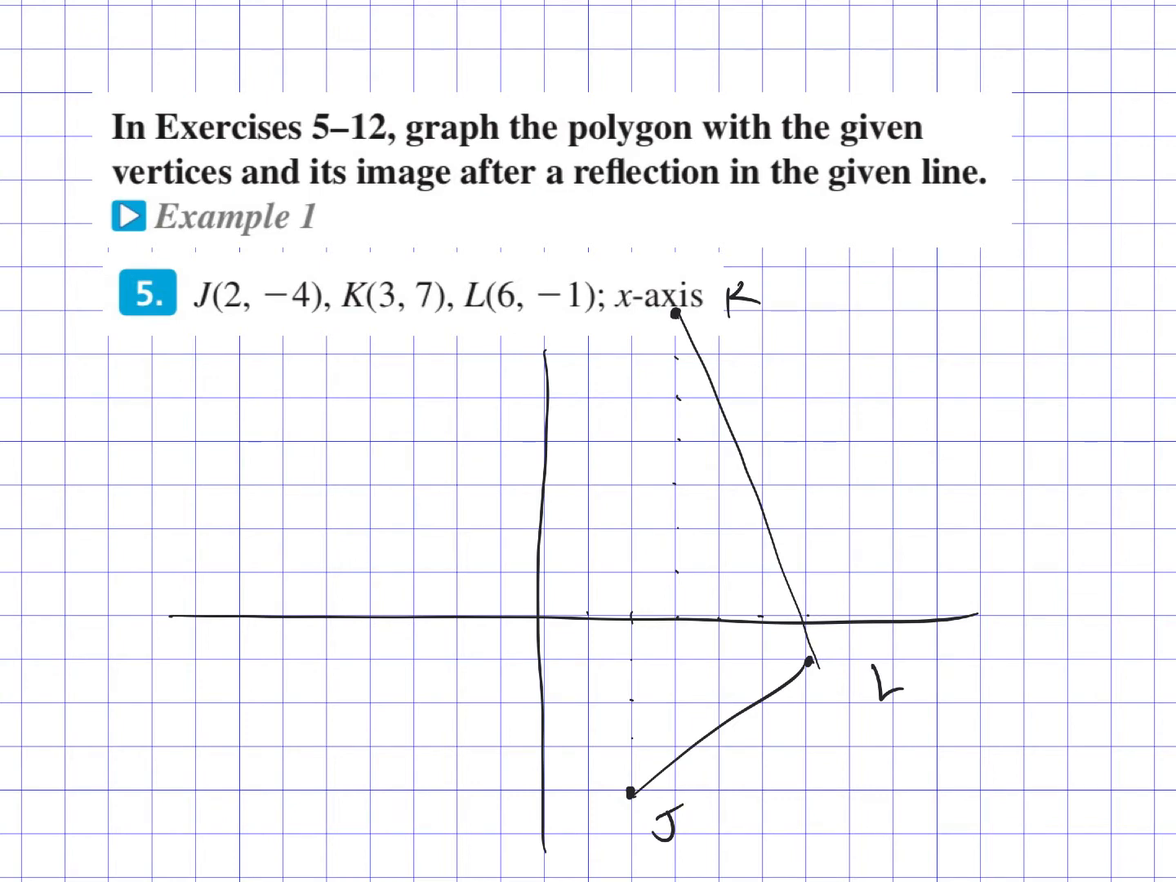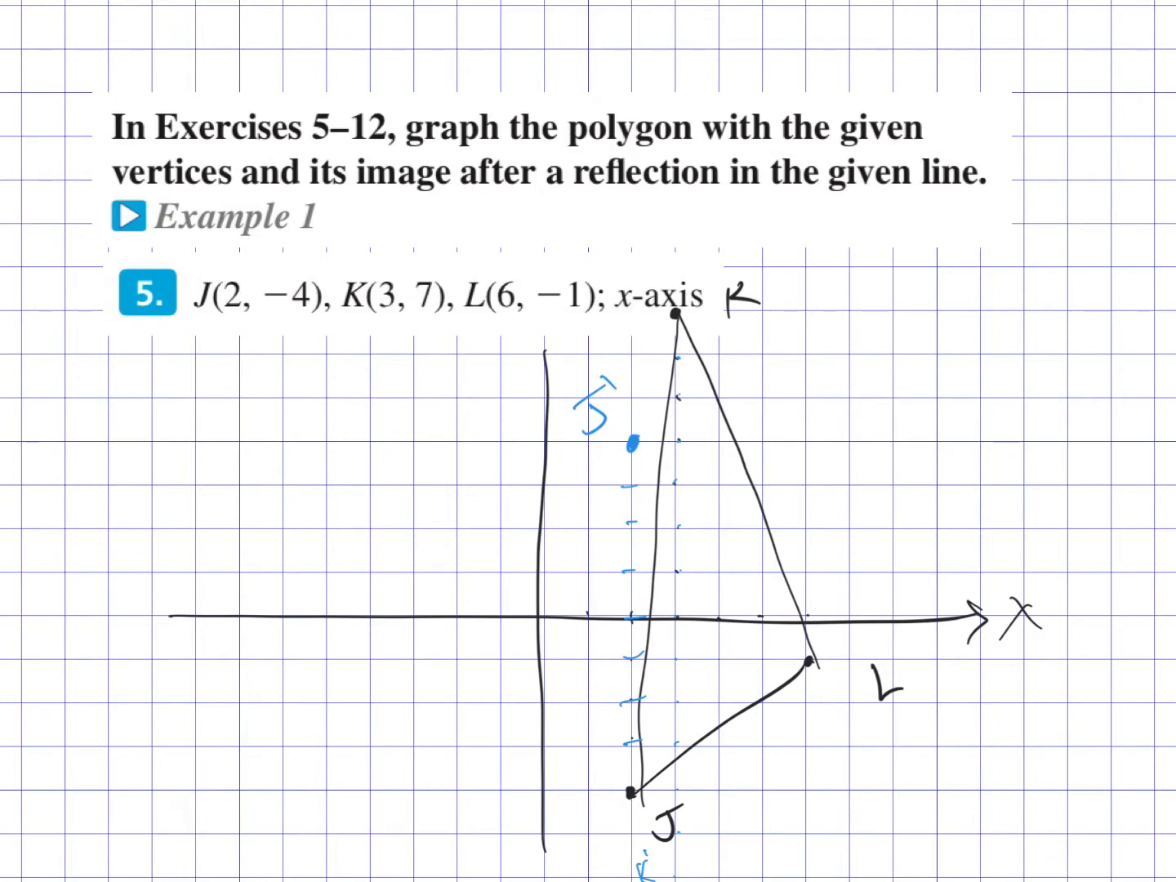And draw it a little bit better there. Now we're reflecting it over the x-axis. All right, so this is my x-axis, so we count up to the x-axis, 1, 2, 3, 4, and count past it, 1, 2, 3, 4. So that would be J prime. K is 1, 2, 3, 4, 5, 6, 7. So K prime would be 1, 2, 3, 4, 5, 6, and 7. K prime is down there.